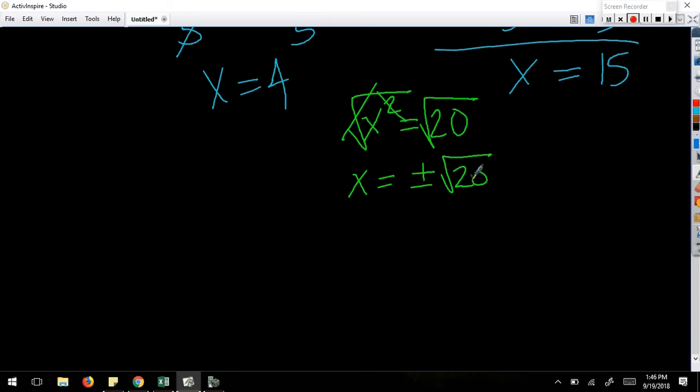Now, I don't want to leave it like that. Why? You do know. This is easy. What can I do with it? I can have the radical. Somebody said it. Simplify it. 4, 9, 16, 20. Let's see. 6, 7, 8, 9.